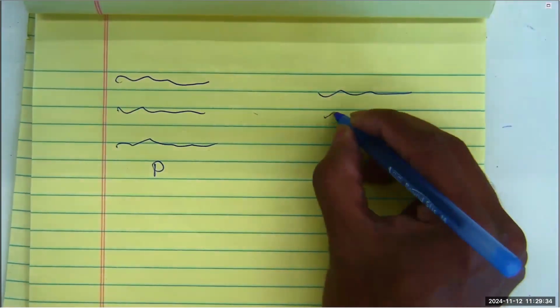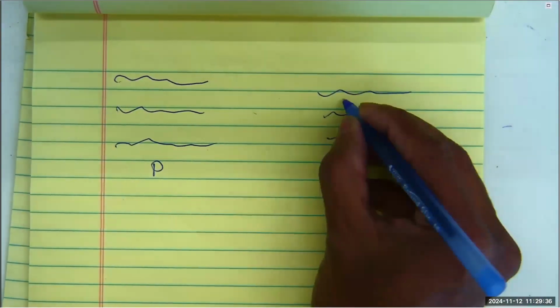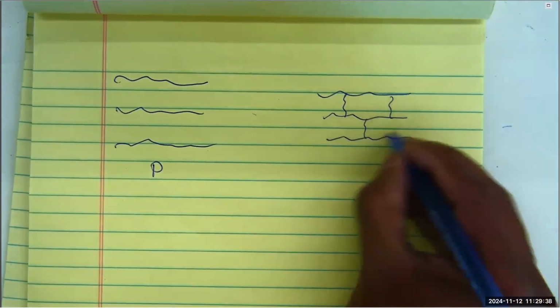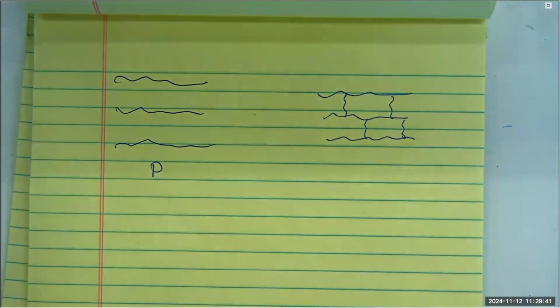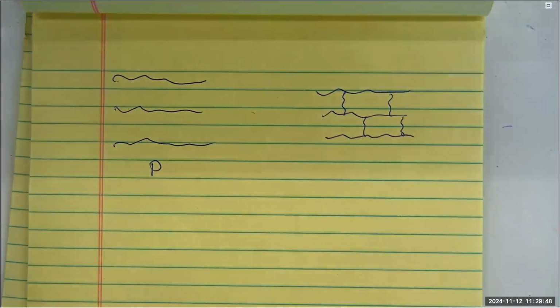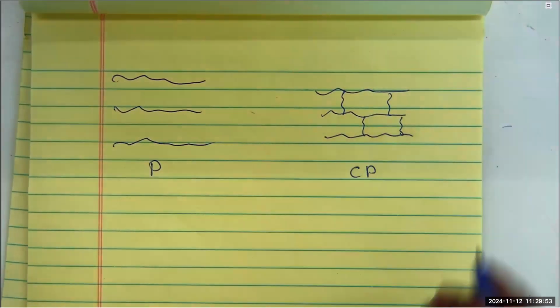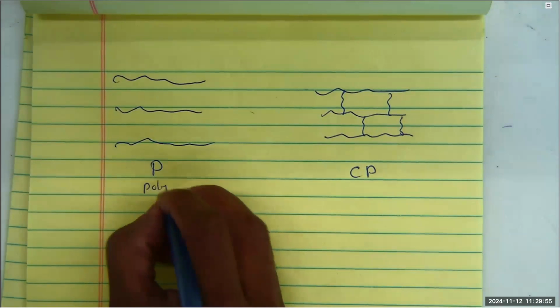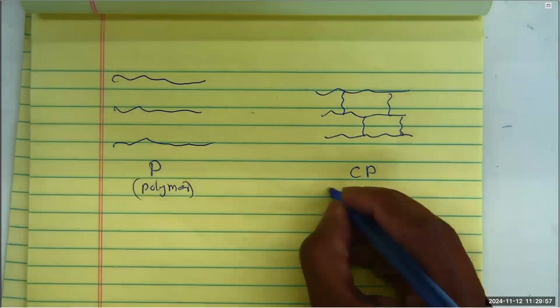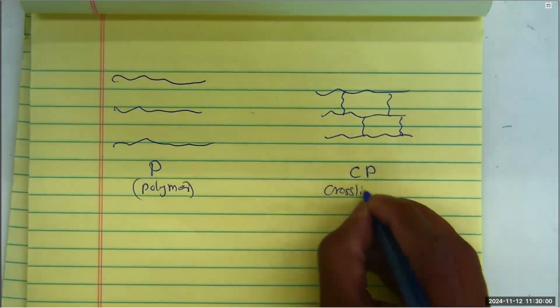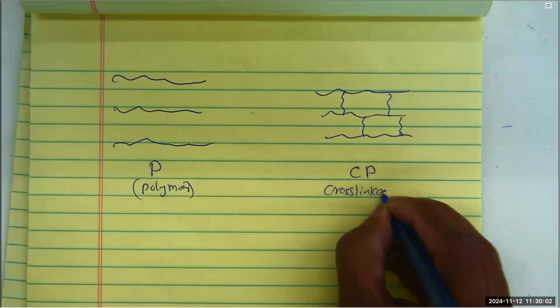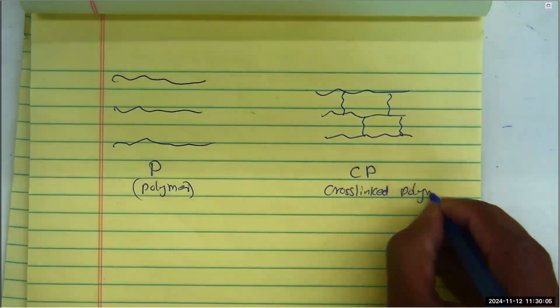Cross-linking means you are connecting the polymer chains to each other, sometimes via covalent bonds, or sometimes via intermolecular forces, like strong intermolecular forces. Usually there are actual covalent linkages between the polymers. I'm going to call this CP for cross-linked polymer. So this is my polymer, this is the cross-linked polymer.